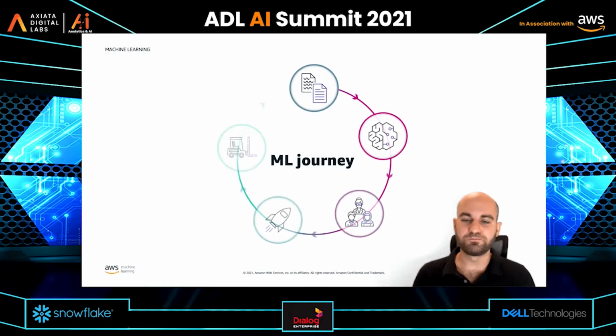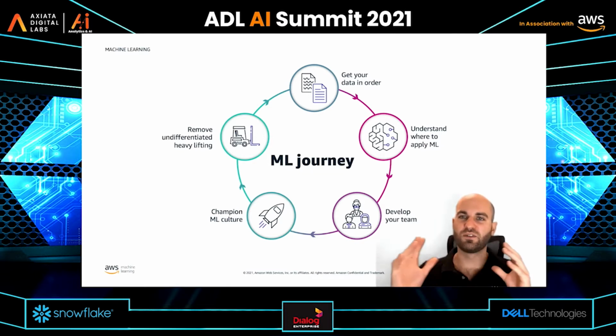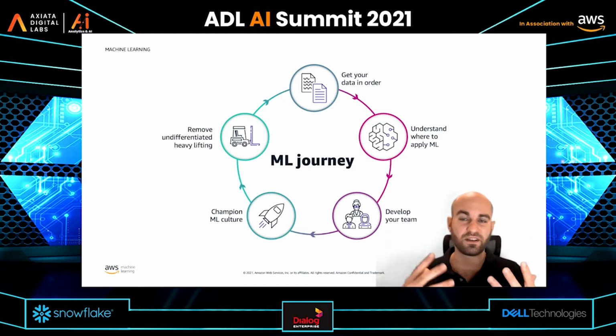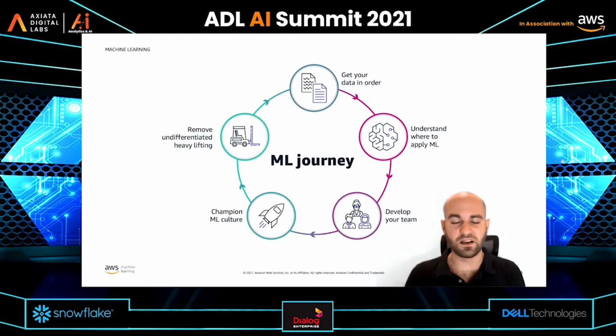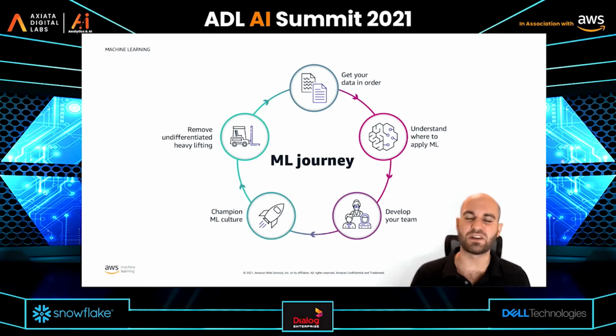Which brings me now to the machine learning journey itself. If you want to launch into the machine learning journey, what do you need to do? Well, first you've got to think about how to remove your undifferentiated heavy lifting. Don't think about racking and stacking servers and creating your own data lake. Look at modern data strategies and what's available with AWS or other cloud providers out there. Get your data in order. Understand where you can apply machine learning, and that should always be driven by business outcomes. Then you're going to look into what frameworks you can use, and how you can develop your team to potentially do that.